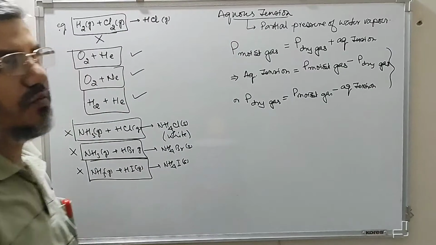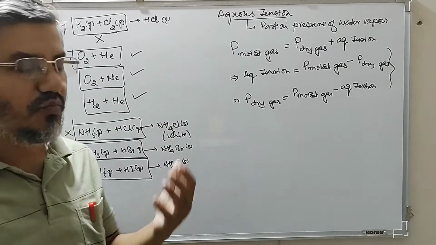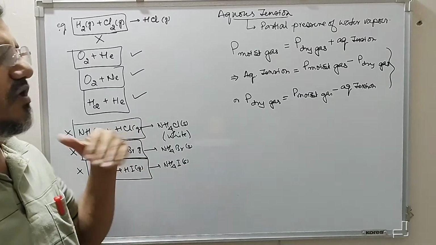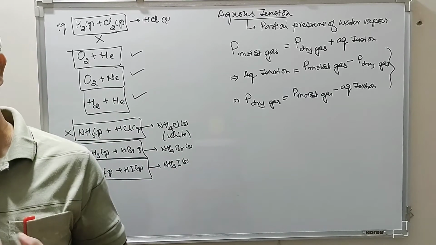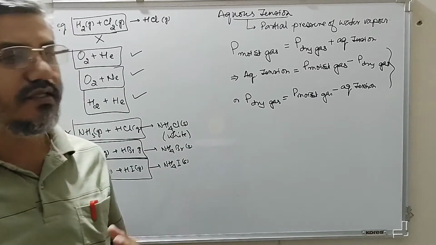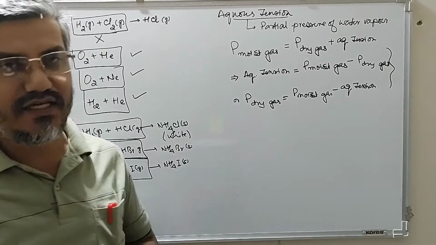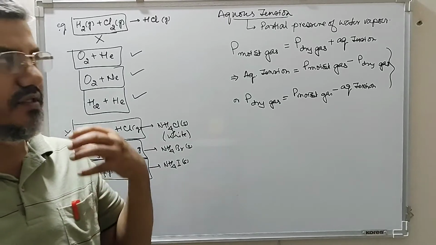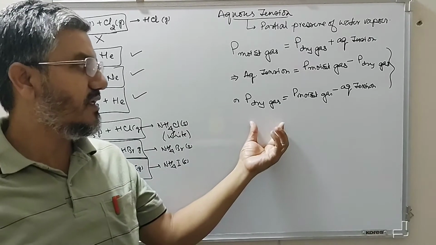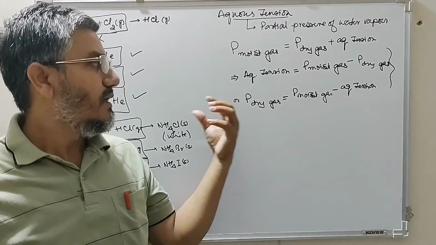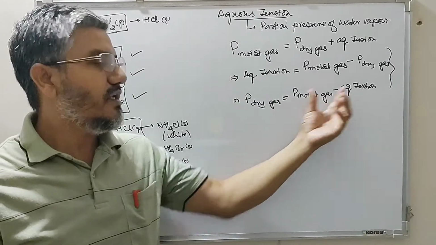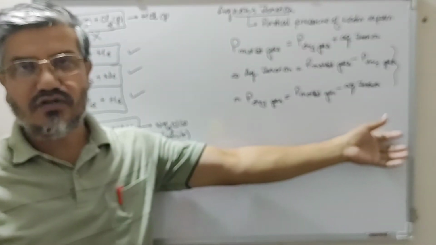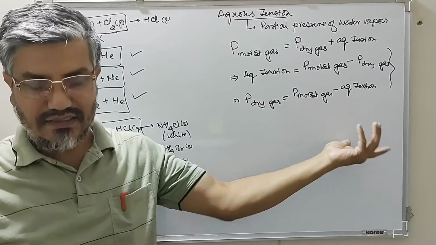So from the formula point of view, just remember this: whenever we have to apply the ideal gas equation, we have to apply it only for dry gas, not for the moist gas. So if you are having a moist gas, then this should be converted into dry gas. For this, dry gas is equal to moist gas minus the partial pressure of water vapor, which is known as aqueous tension.